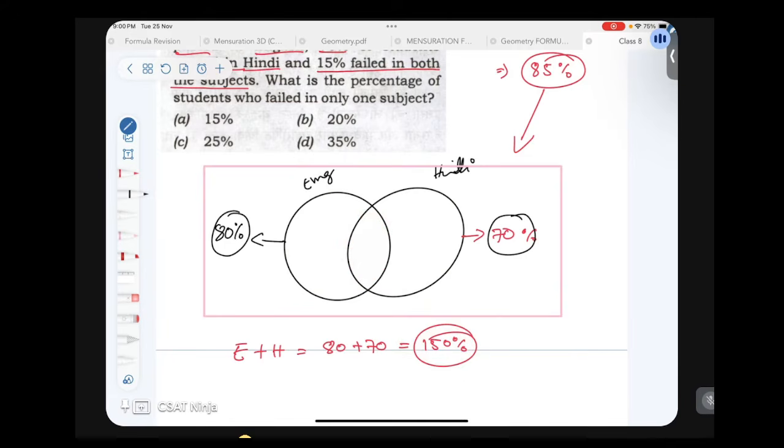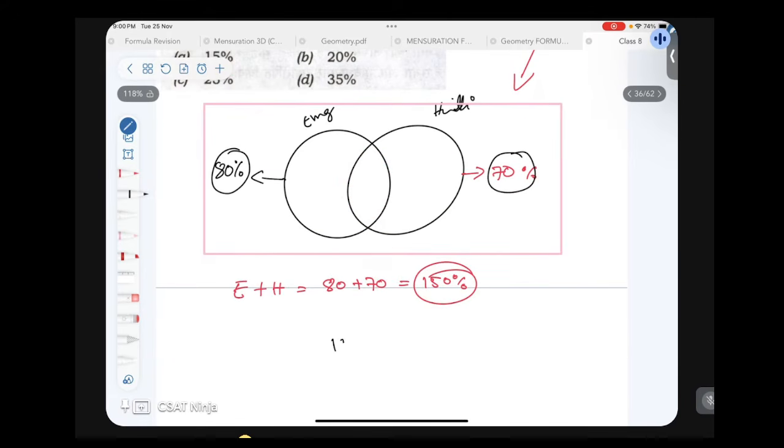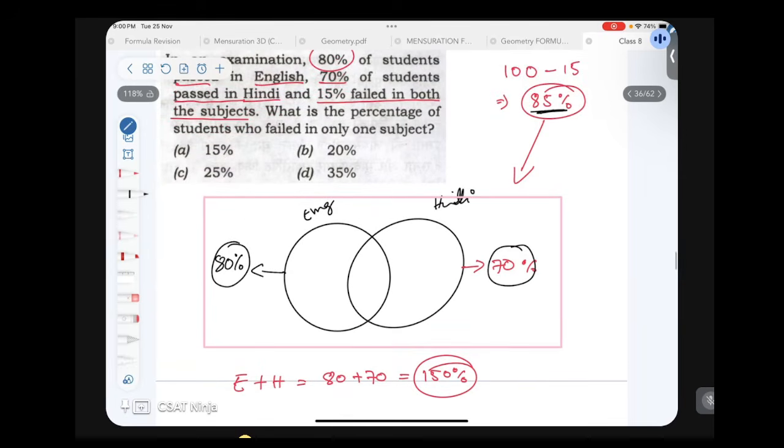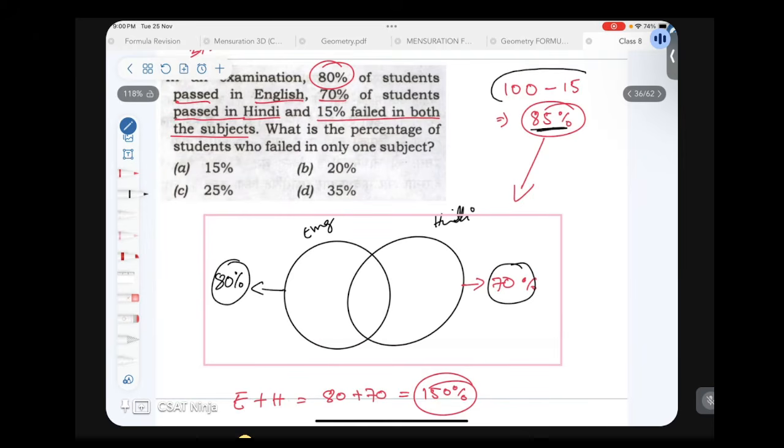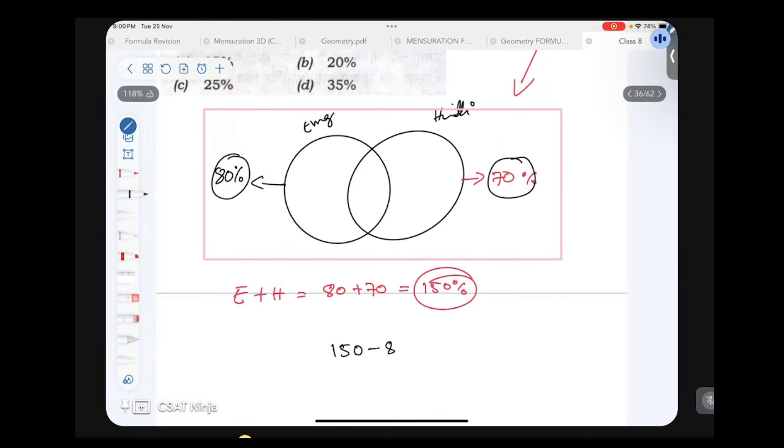So what I'll do is I'll do like this. From 150, if I subtract the original value, which was 85%, because we are talking about only 85% of the students. Why? Because 15% failed in both the subjects. So now we are just talking about 85% here. So from 150, if I subtract 85%, how much should I get? 10 minus 5 is 5, and 14 minus 8 is 6, so 65.